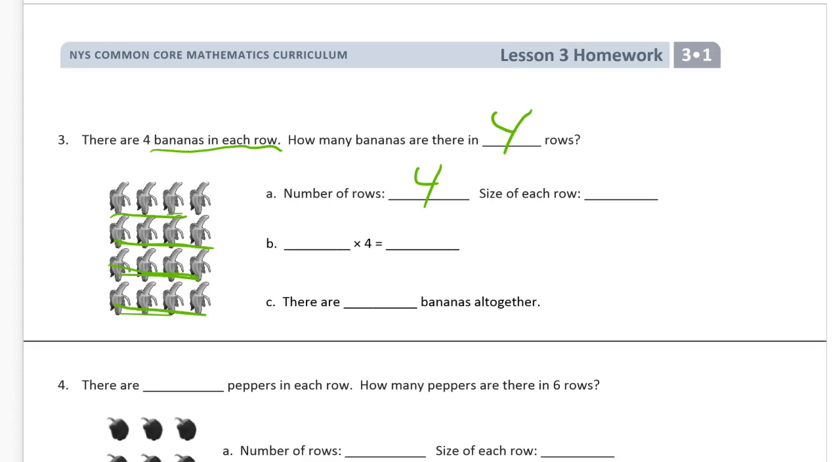Size of each row, 4 bananas. So that's 4 times 4. And you could count them all. There's 16 there. There are 16 bananas altogether.